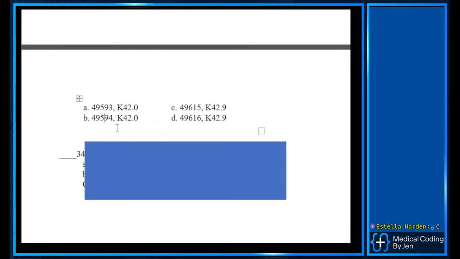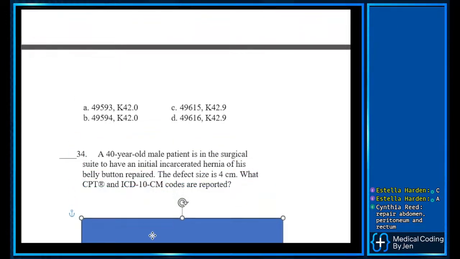495, 93 and 94. Yep. Alright, now I got these codes. So what are our headers? We're under repair. And what body part are we under? Gotta go pretty far. Abdomen, peritoneum, and the O word. If you look at your headers, is that what we're doing? Of course, we're doing initial incarcerated hernia.